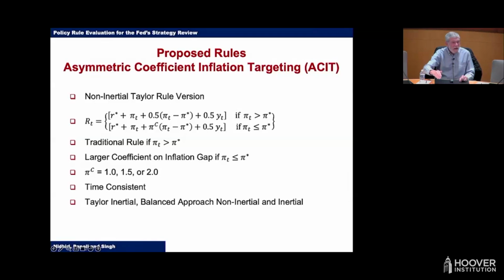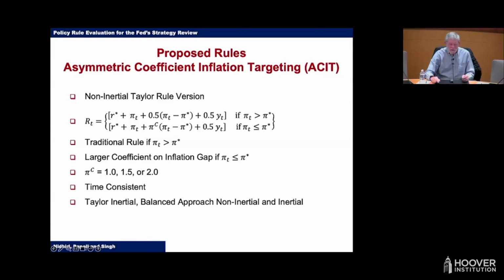So the key here is that you're stimulating the economy more when inflation is less than 2%. But as soon as inflation exceeds 2%, you stop doing that and you flip to the Taylor rule. That's why this is time consistent, because you are not stimulating the economy more when inflation is above 2%. You can say you're going to do this, and then you can do this, and you're not reneging on anything.